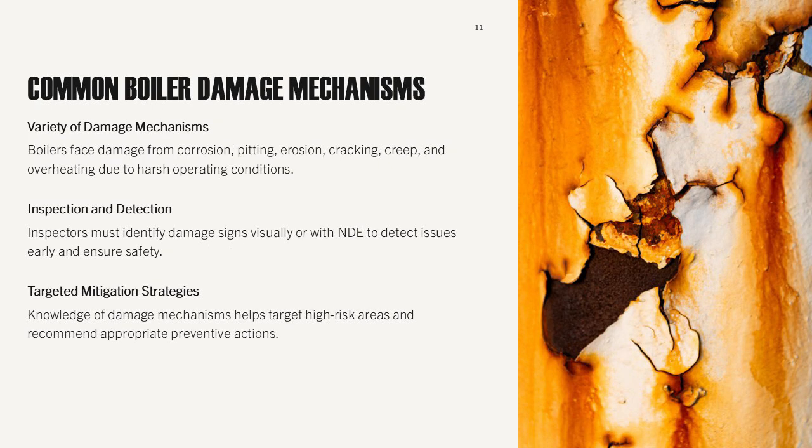Boilers are susceptible to a range of damage mechanisms due to high temperature, pressure, water chemistry, and combustion conditions. Common mechanisms include general corrosion, pitting, erosion, stress corrosion cracking, fatigue cracking, creep, and overheating damage. Inspectors must be able to recognize the conditions that promote each mechanism and identify visual or NDE indicators during inspections. Understanding damage mechanisms allows inspectors to target high-risk areas, select appropriate inspection techniques, and recommend suitable mitigation actions. This knowledge is fundamental to both on-stream monitoring and detailed off-stream examinations.